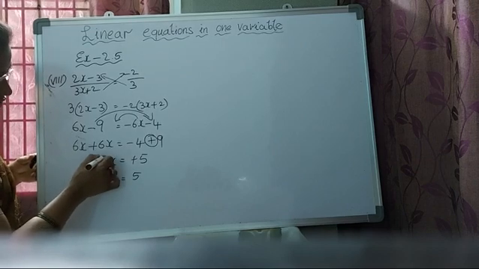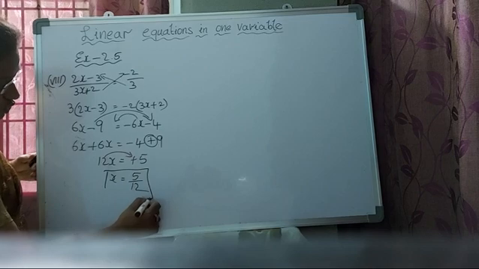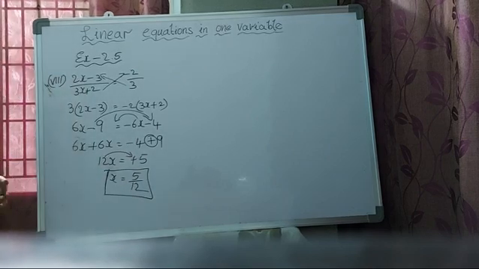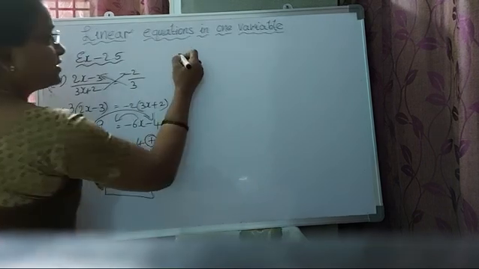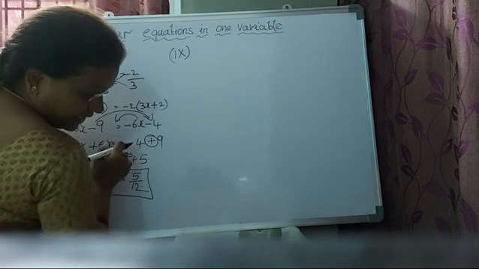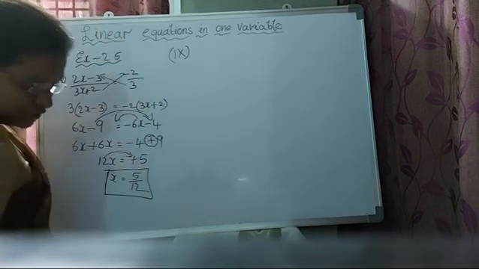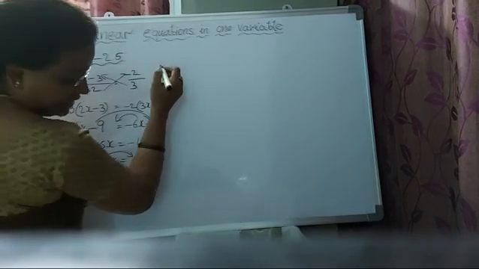Here it is multiplication. If you transpose it to the right hand side, it becomes division. So the solution of this particular equation is x is equal to 5 by 12. Next, the ninth one, you see, 8b, same method. You do it on your own. We'll go for the 10th one.